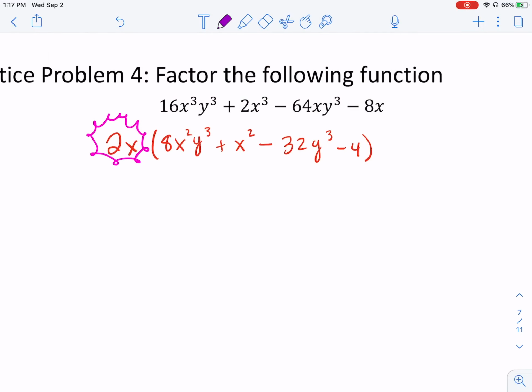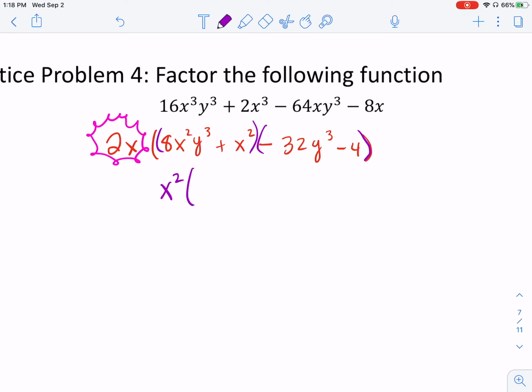Now that I've pulled that out, I can see that I have 4 terms. And I had 4 terms here, but I wanted to simplify it. Now that I've simplified as much as I can, I have 4 terms. My next step is, can I group? So I'm going to group the first 2 and the second 2 and see if there's any greatest common factors that I can pull out there. So in this first set of 2 terms, the only thing they have in common is an x squared. So I'm going to bring that out.